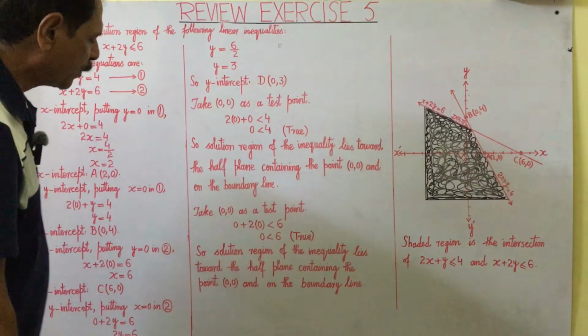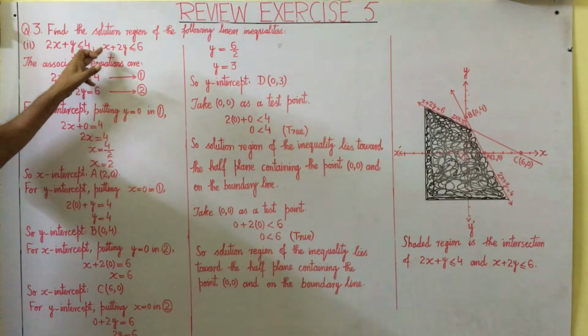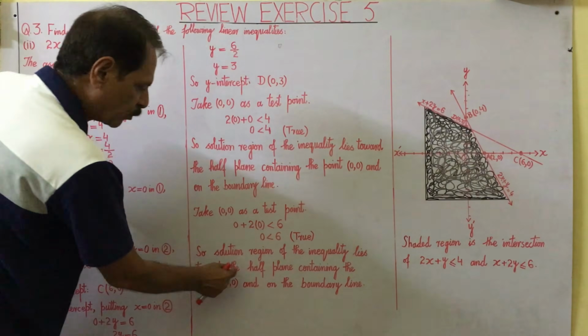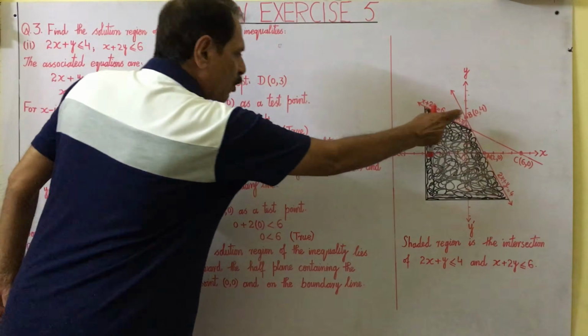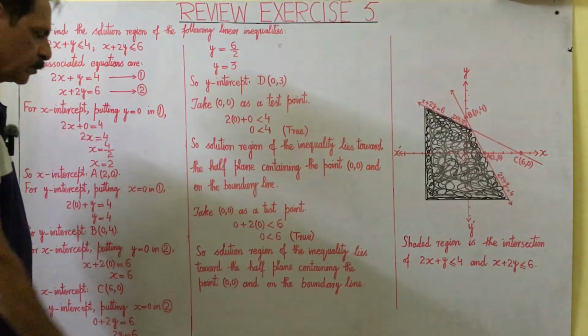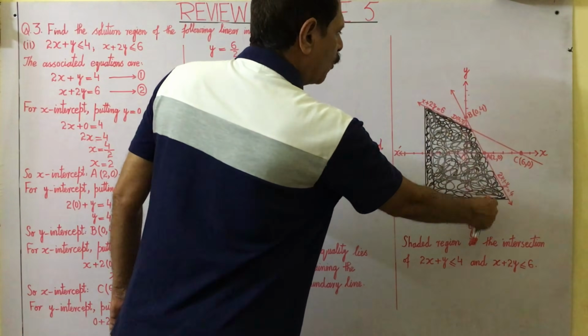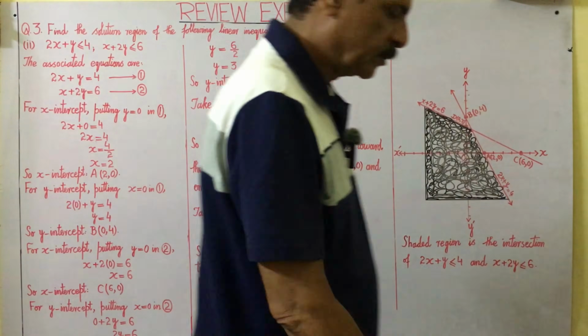This is also true. So the solution region of the inequality x plus 2y is less than or equal to 6 lies towards the half plane containing the point 0, 0. It will also lie towards the origin having point 0, 0 and on the boundary line.